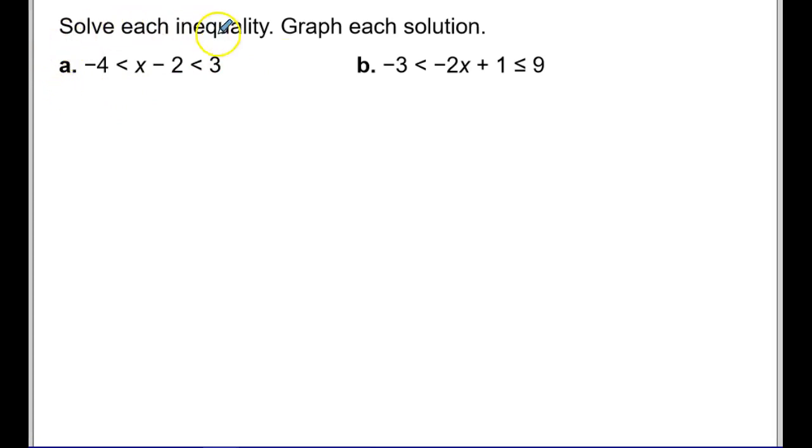So here, with this first one, I want to get x by itself, right? That's always when we're solving, we want to get the variable by itself. So in order to do that, I want to add 2. But I don't want to add 2 just in the middle. I have to add 2 over on this side, and I have to add 2 over on this side.